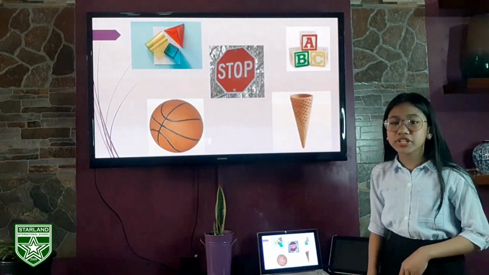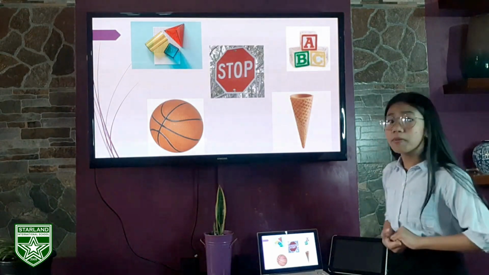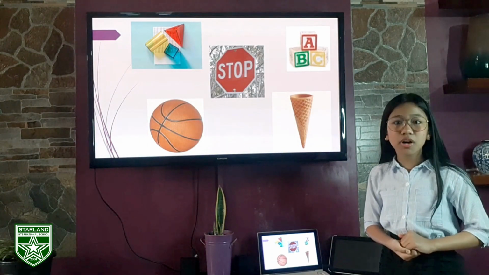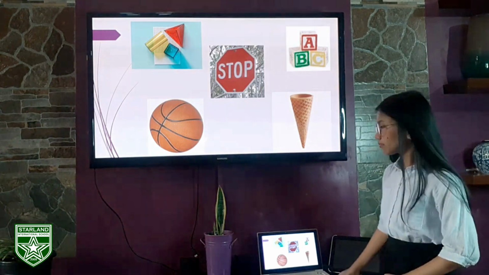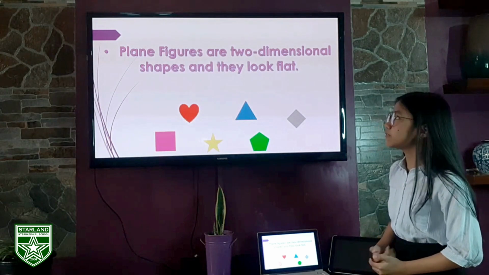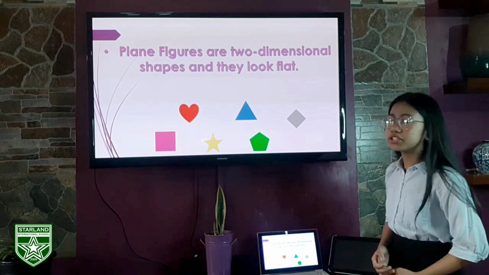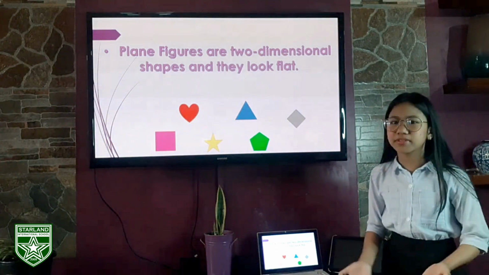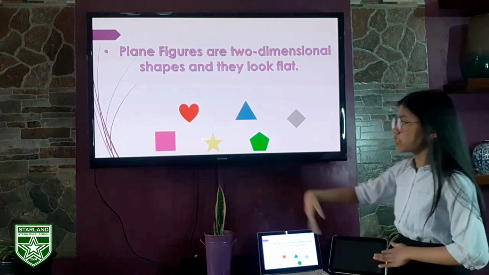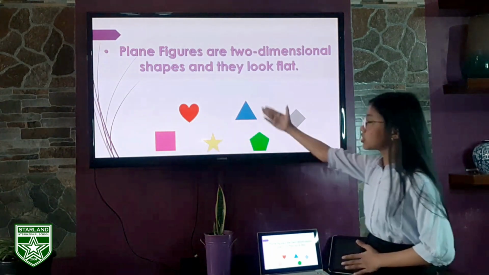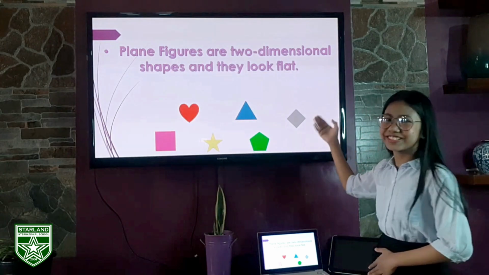So these objects right here are real-world representations of geometric solids. These geometric solids are most commonly classified as plain and solid figures. So right here we have the plain figures. Plain figures are two-dimensional shapes and they look flat. I'm pretty sure most of you are familiar with the plain figures already. But here we have the examples. We have the heart, the square, the triangle, the star, the pentagon, and the diamond.